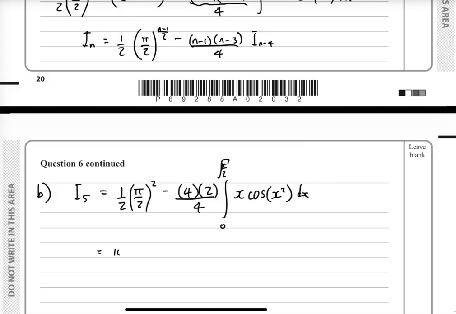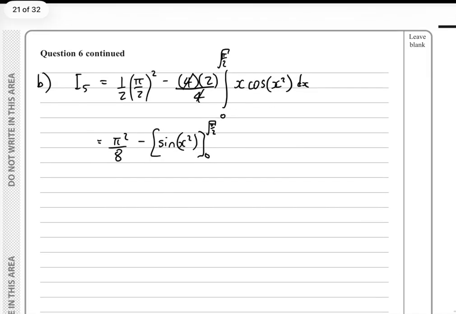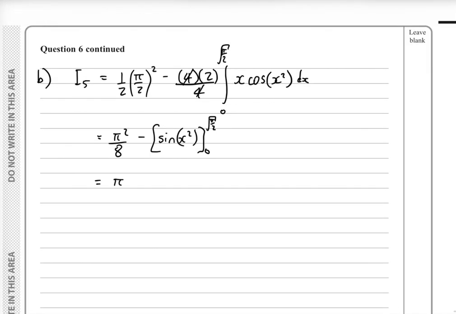So this becomes pi squared over 8, 4's cancel out there, and actually if we put that 2 inside the integral, that gives us a sine of x squared exactly, from 0 to root pi by 2. Putting in the limits here, that gives us sine of pi by 2, which is a 1, minus sine of 0. So our final answer, pi squared over 8 minus 1 for I_5.